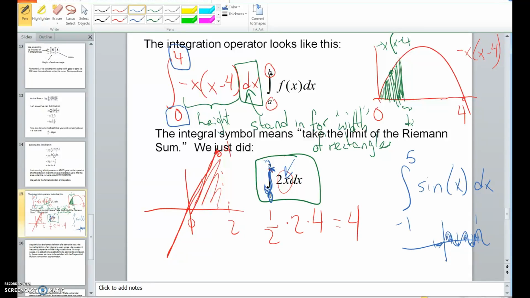Okay, so we'll get into techniques to actually do this in the next video, but that's just some good notation and conceptually what the integral operator means and formally how it is rooted in a limit process.